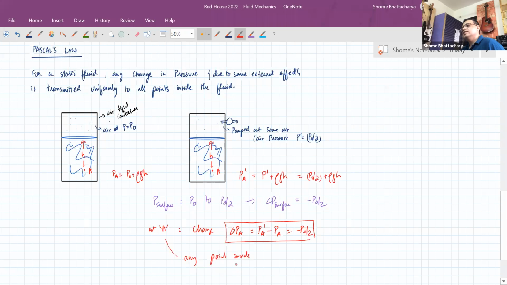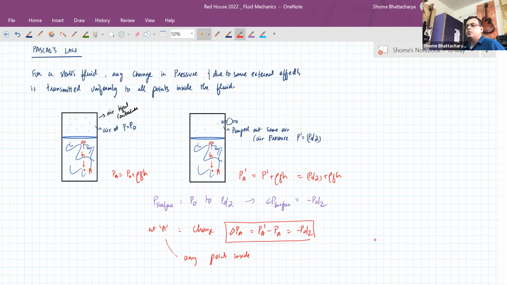So all points inside the fluid will experience the same change in pressure because of some external effect. So this is a very basic example of how Pascal's law basically works. Now the main thing is this principle can be used very effectively to create changes in pressure which might be mechanically useful. One example of that is the design of any hydraulic system, particularly hydraulic lifts, etc.